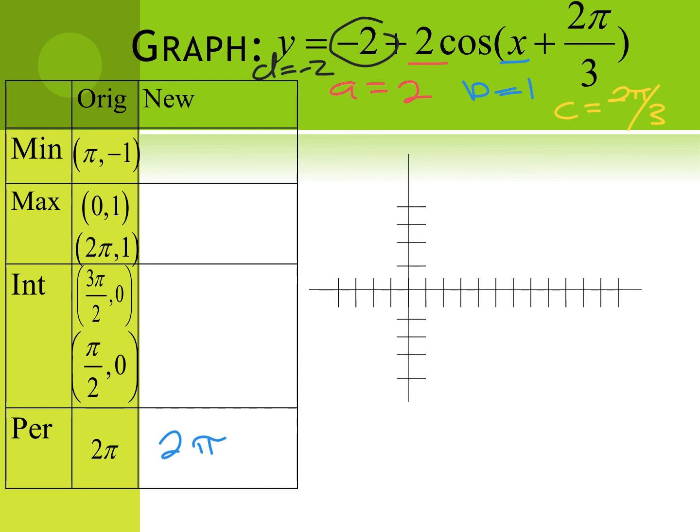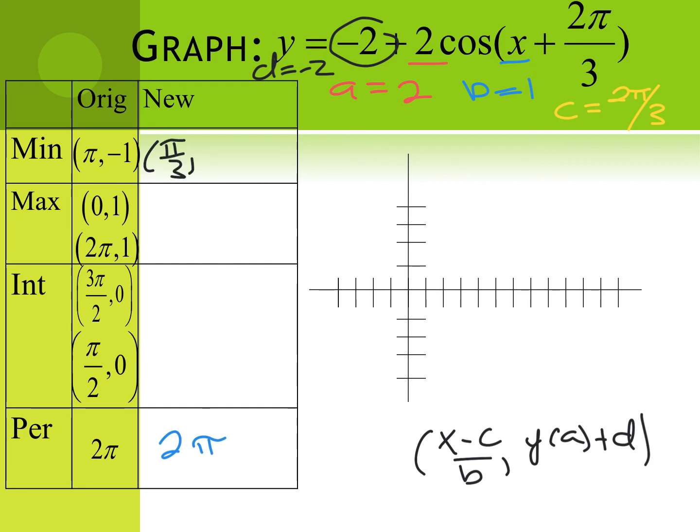For our function, again, we're going to apply the same thing. So we have x minus c over b, and then we have y times a plus d. So I'm going to be subtracting 2 pi over 3 from all my x values. For my y values, I'm going to multiply by my a, which is 2, and then subtract my d, which is also 2. Let's look at our first point here. If I subtract 2 pi over 3 from pi, again, we have to get a common denominator there. I end up getting pi over 3.